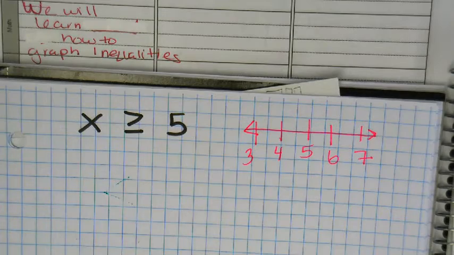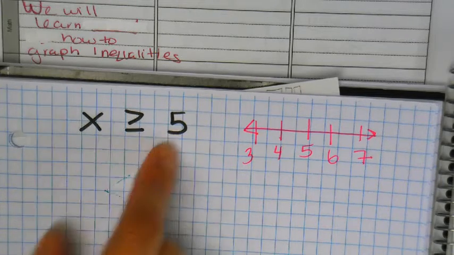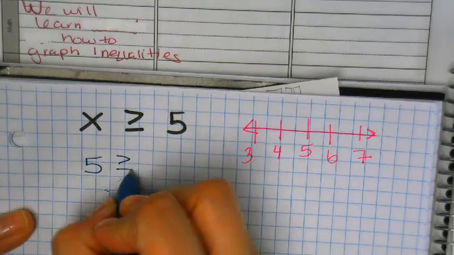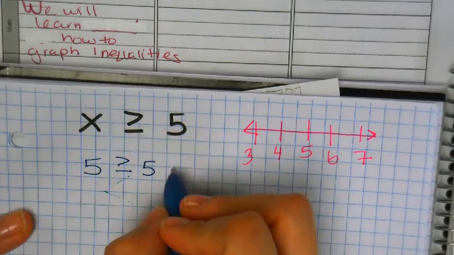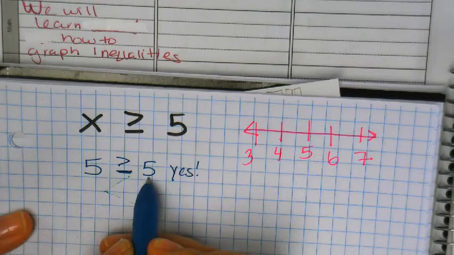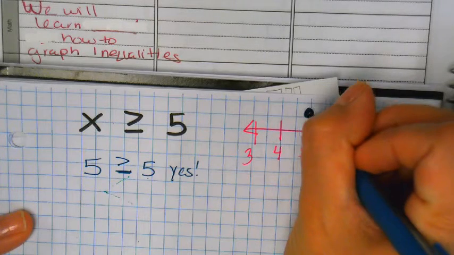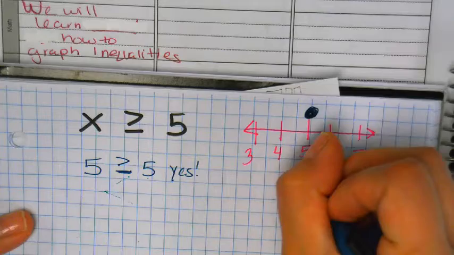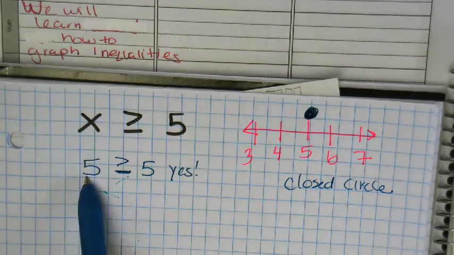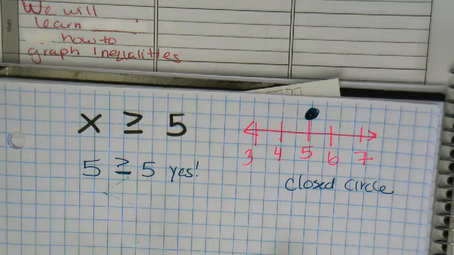Now it says I'm looking for a number that's greater than or equal to 5. So here we have the equal to part. Is 5 greater than or equal to 5? Yes, it's the equal to. 5 is equal to 5. So we're going to have a closed circle, because 5 is equal to 5. It's the equal to part.